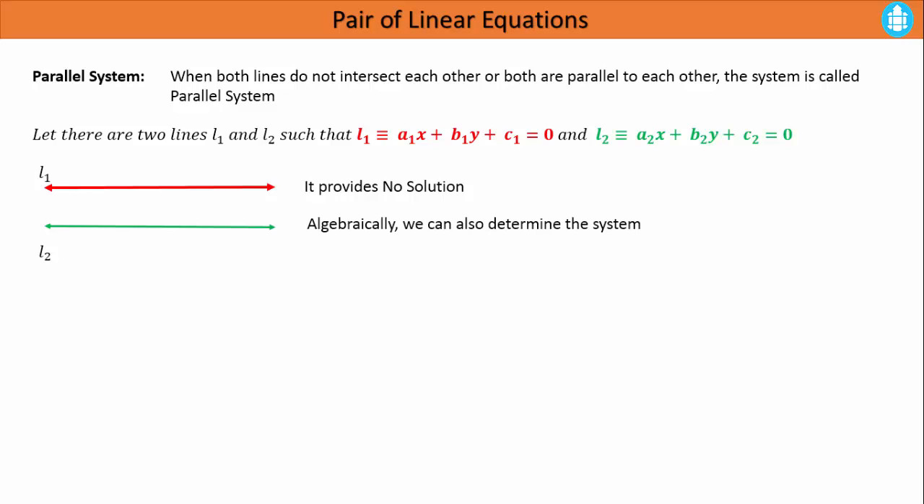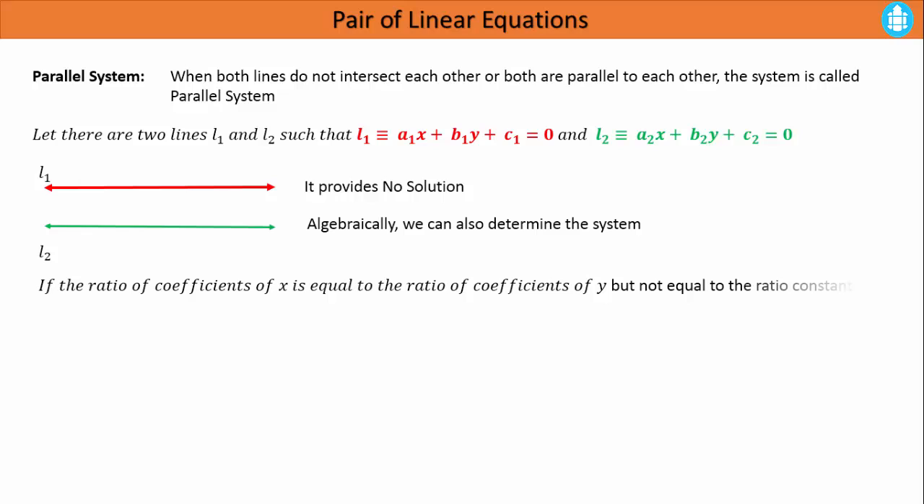Algebraically, we can also determine the system if the ratio of coefficients of x is equal to the ratio of coefficients of y but not equal to the ratio of constants. In this manner, a1 upon a2 is equal to b1 upon b2 is not equal to c1 upon c2.